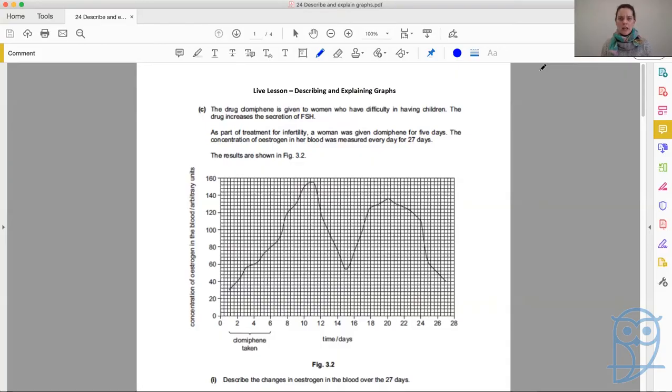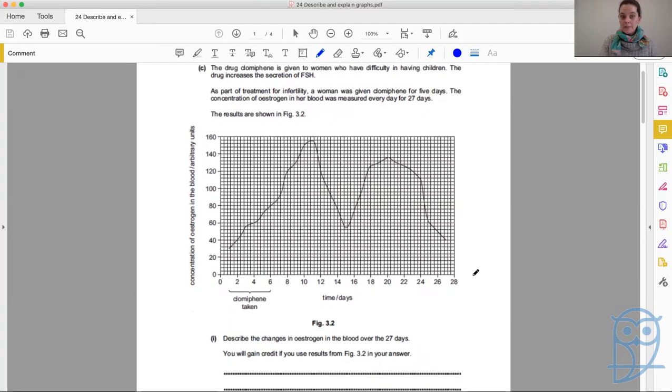And you might be sitting there saying, but I haven't done this yet. I don't know this yet. How is she teaching me this now in a live lesson? Well, the thing is, figure 3.2 is a graph, right? We've got time in days on the bottom. We can see when the domifene was taken, and then we can see the concentration of estrogen in the blood in arbitrary units.